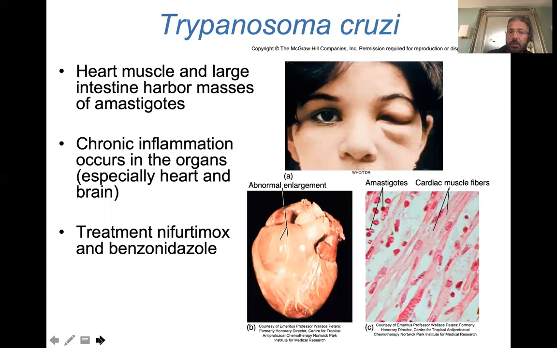So chronic inflammation occurs in the organs, especially the heart and brain. And as you can see, these are starting to grow in the cardiac muscle. Right? So it starts affecting those intercalated discs, all right? So the heart has a lot of trouble contracting, because remember those intercalated discs are what propagate a signal from heart muscle to heart muscle to heart muscle. All right, so these start really jamming that up. And you can imagine what would happen if your heart had trouble, if the muscle had trouble contracting in a sequential pattern.